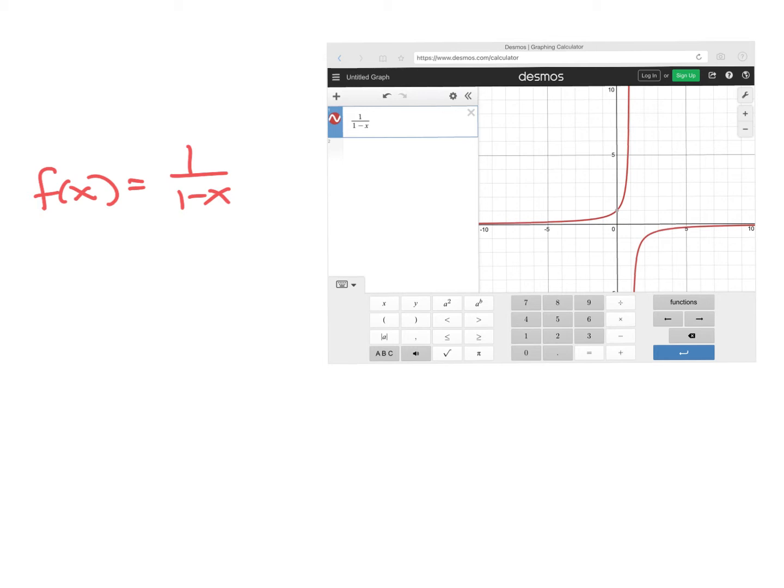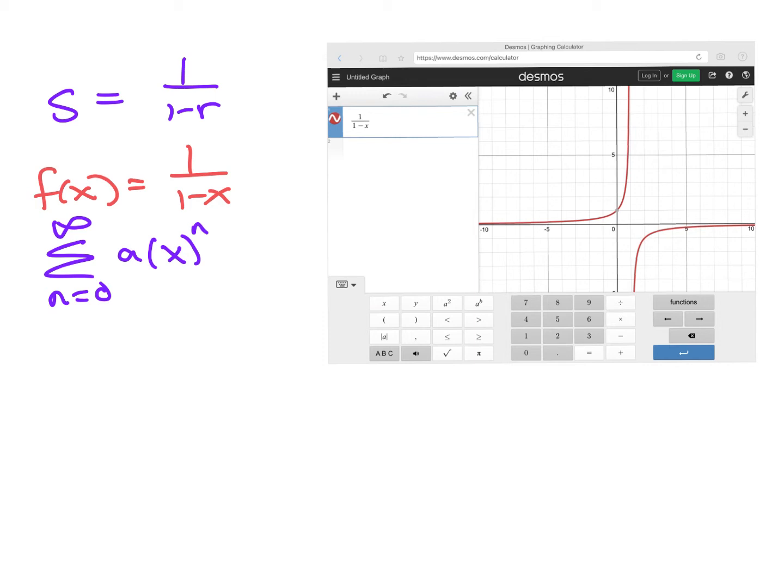Something I want you to notice is that this looks really similar to a formula that we're pretty familiar with. That formula would be 1 over 1 minus r. If we were looking at that formula, which is the infinite sum of a geometric series, maybe we could find a way to relate this to that series. So we know that a geometric series is of the form a times r to the power of n. We're going to use x in this case.